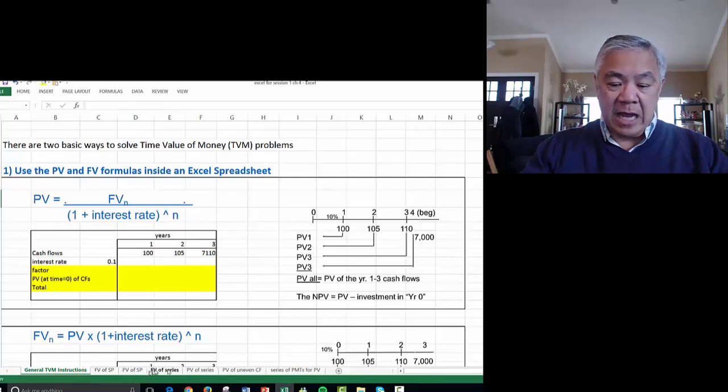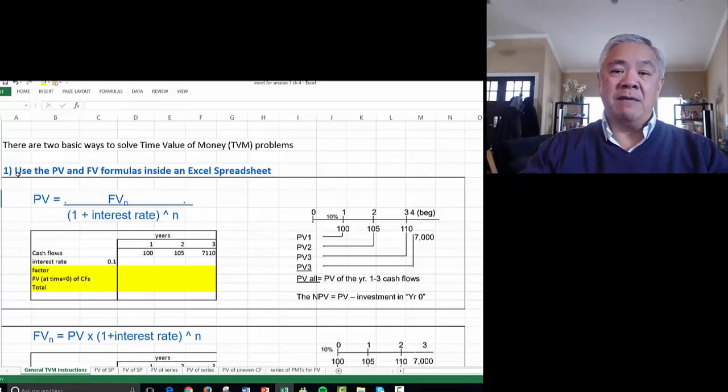And then each of these subsequent tabs are going to be examples of different cash flow scenarios and business scenarios, and then we'll use these tools and see if we can do those calculations. First is that there are two basic ways to solve time value of money problems. The first is to use the formula that we just derived, that PV and FV formula, and simply code that into the cells in Excel. And I'll call that using formulas, right?